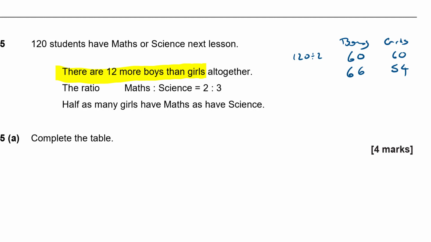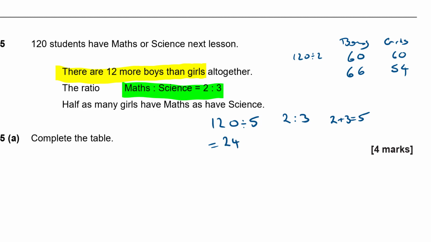Okay, the ratio of maths to science is 2 to 3. So for every 2 maths students, there must be 3 science students. So again, let's just do our dividing by a ratio thing. So I've got 120 students, and I want to divide it up in a ratio of 2 to 3. 2 plus 3 is equal to 5. 120 divided by 5, what does that give me? 5s into 120 go 24 times.